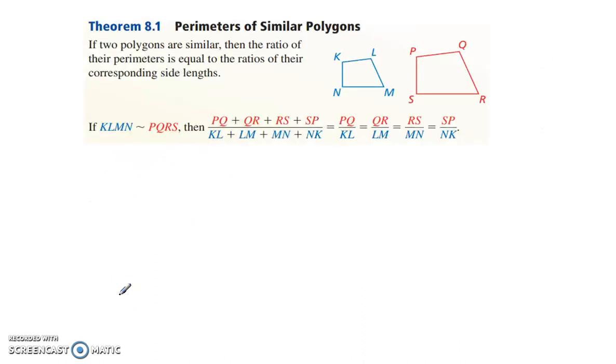All right, Theorem 8.1, perimeters of similar polygons. Just like the sides of similar polygons have corresponding ratios, the perimeter does too. So if you take the perimeter of the new shape over the perimeter of the old, that's the same as taking a side length. Same scale factor right there.